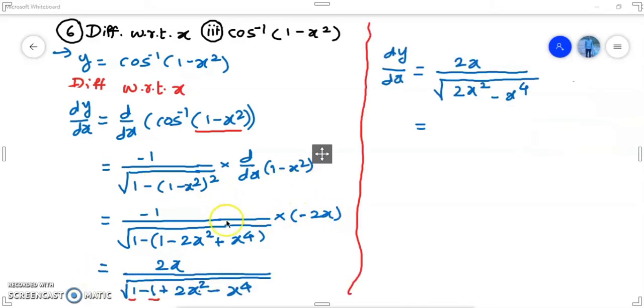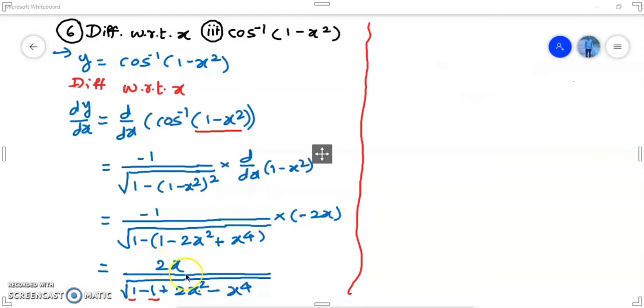So we can write this as dy by dx is equal to this 2x as it is divided by, in the denominators you have whole root of 1 minus 1 cancels, so it will be just 2x square minus x raised to 4.